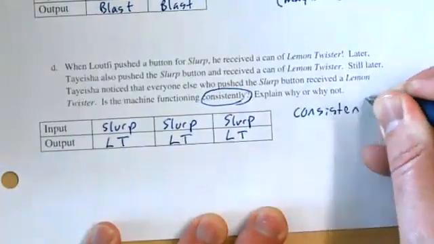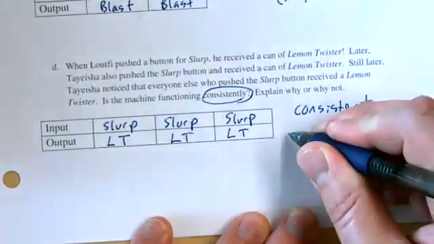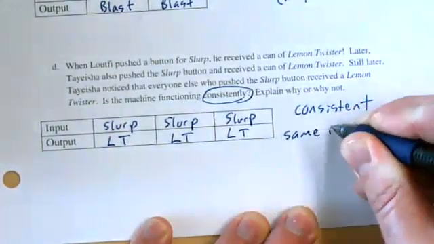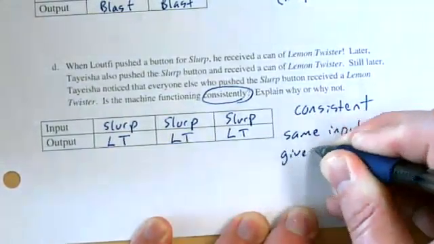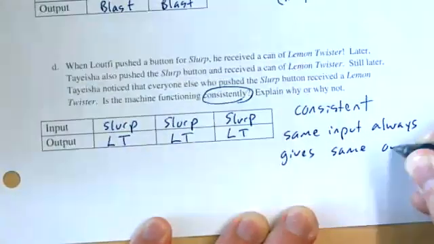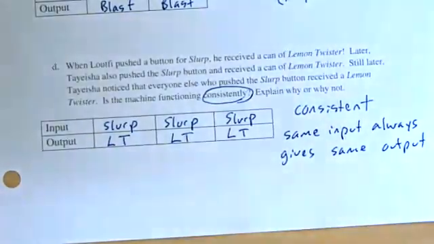We actually have some good evidence of that. And why? Well, when we push the same button, we're always getting the same thing, right? So I'm going to write that the same input always gives us the same output. Right.